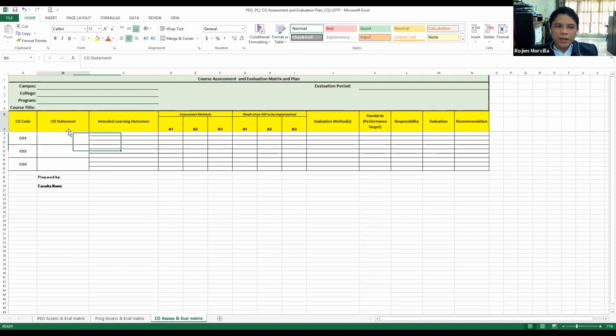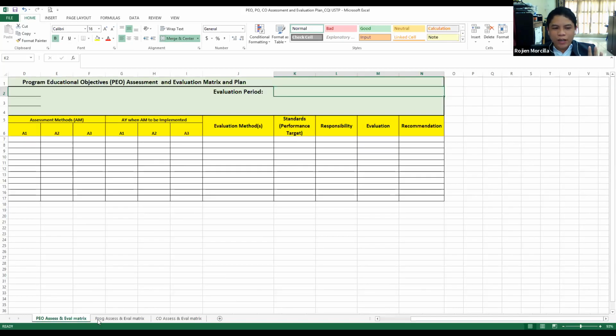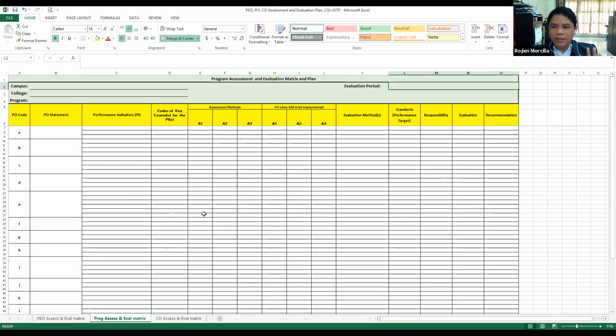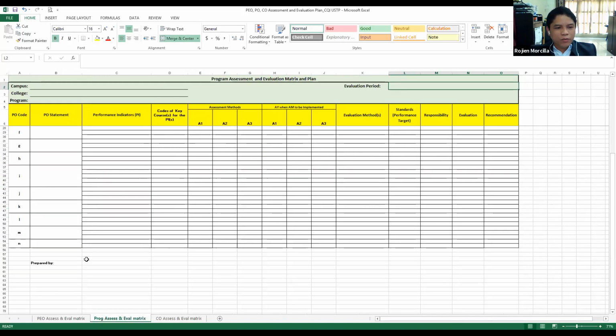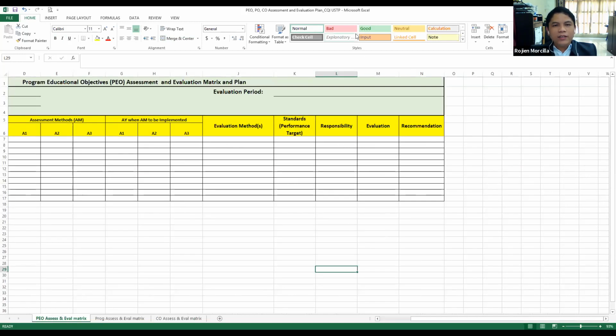For the CO course assessment, please disseminate this to your faculty who are teaching those subjects now, because they are the ones who will fill it in. What we require for now is the program and the POs, our program outcomes. This one is for your faculty, so disseminate it to them so they can fill in the data. Prepared by is at the bottom, the same with this one. I think that's all. Thank you and good morning.